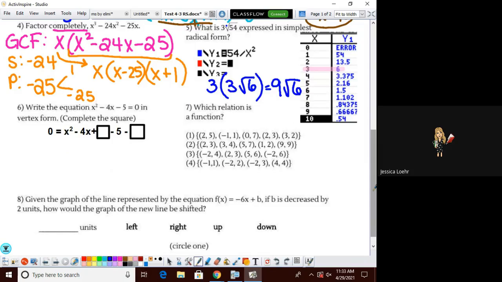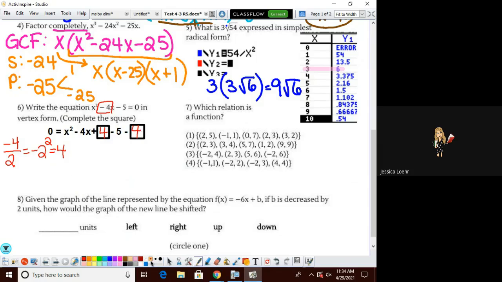Number 6, write the equation in vertex form. Complete the square. So I told you to complete the square. It's not going to say complete the square on the test. You're going to have to know that. First thing you're doing is figuring out the number that goes inside those boxes. Well, actually, first thing you're doing is rewriting the equation, but I already did that to save time. Take the b value, which is negative 4, divide it by 2, gives you negative 2. Then square it, which is positive 4. So 4 goes inside both of those boxes.